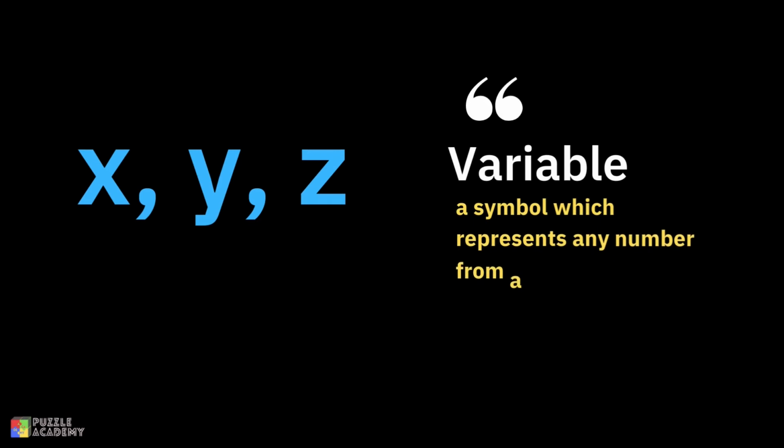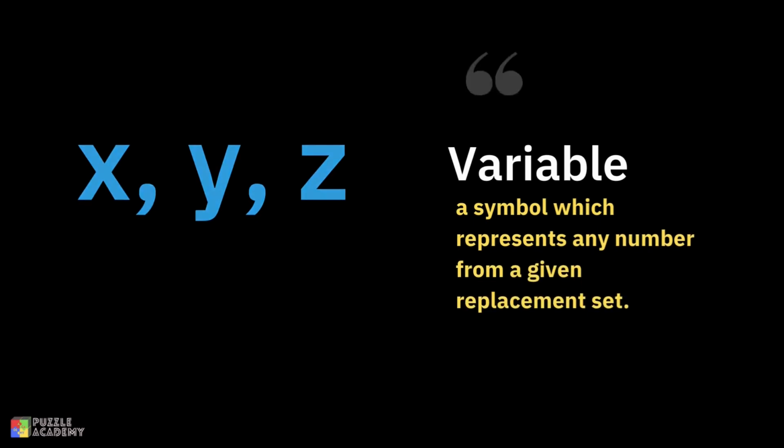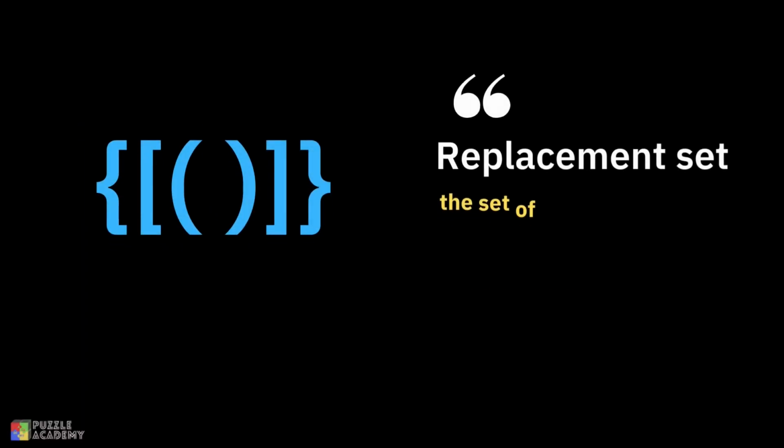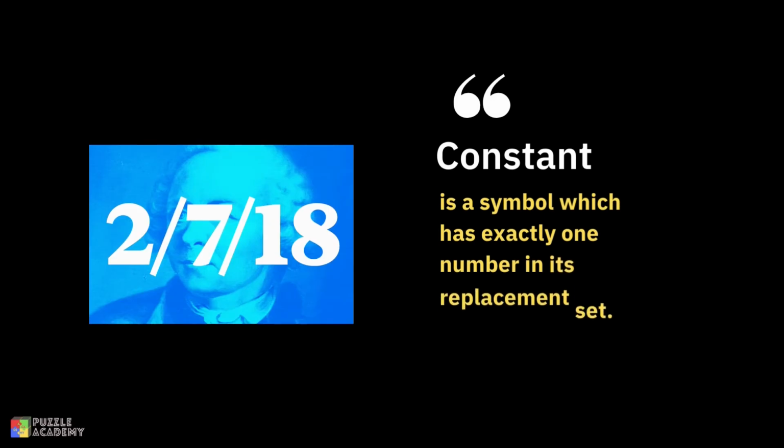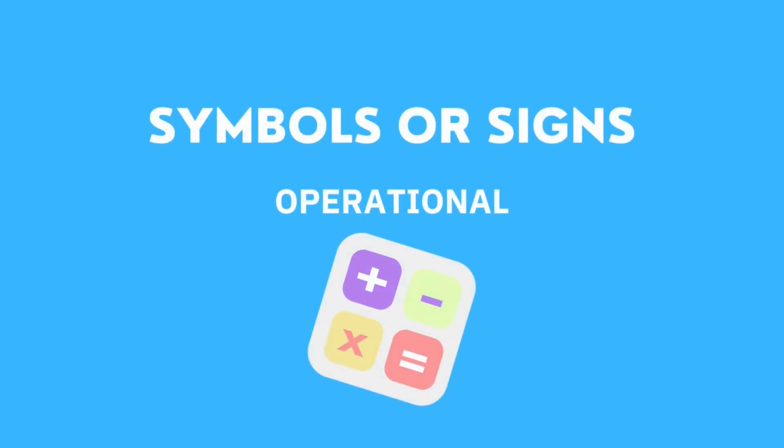A variable is a symbol which represents any number from a given replacement set. The replacement set is the set of values of the variable. A constant is a symbol which has exactly one number in its replacement set. Any numeral is a constant, such as 7, 4, and 11. Even pi is also a constant. And last but not least, we have symbols or signs.